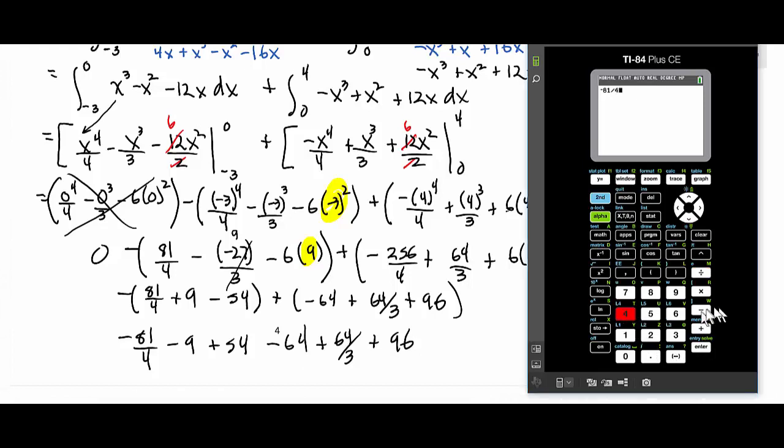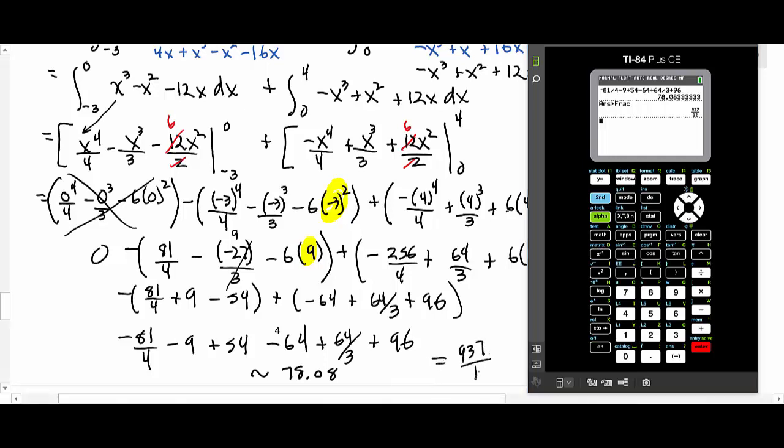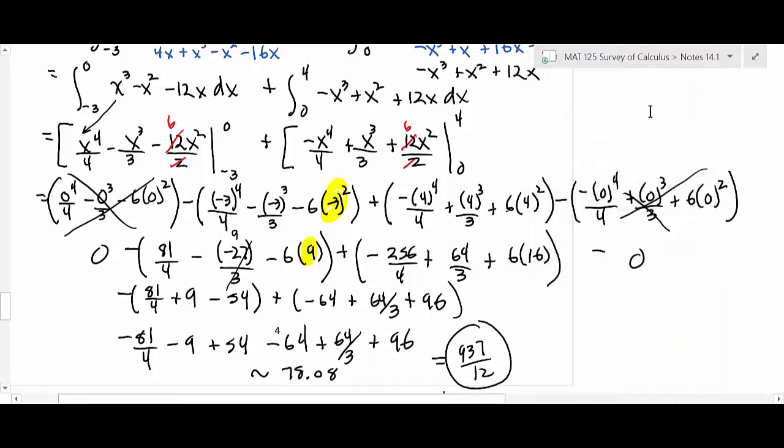So we have negative 81 over 4 minus 9 plus 54 minus 64 plus 64 over 3 and then plus 96. This is likely to give us a decimal answer. So I'll just write this in two ways. We could have 78.08, but you can also do this. Just press your math button, press your option 1, your fraction, and it'll convert it to a fraction anyway. So the exact answer would be 937 over 12. Okay, assuming I didn't make any arithmetic mistake anywhere. I don't think I did. Okay, and you can check that.